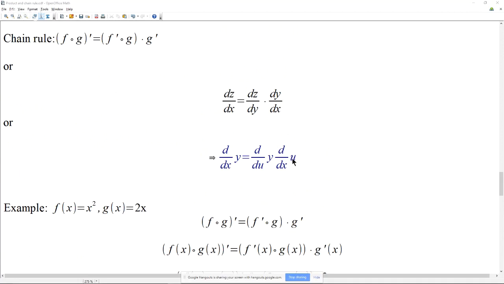Again, this is dy dx equals dy over du over dx, right? Because these are actually in the numerator. Yeah. All right.